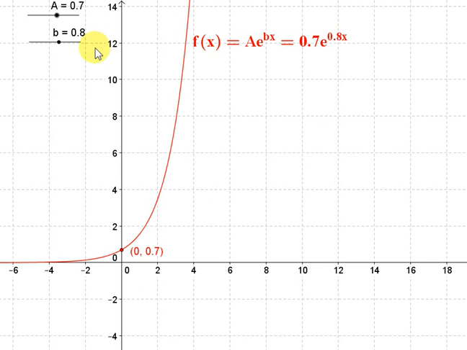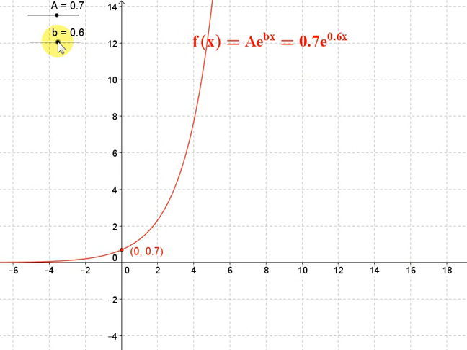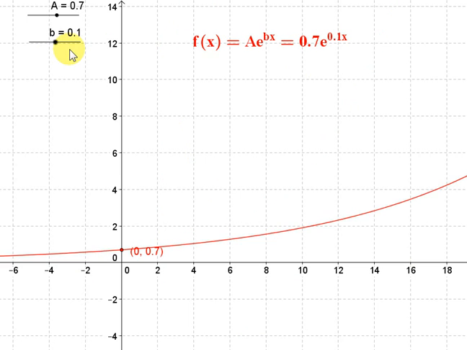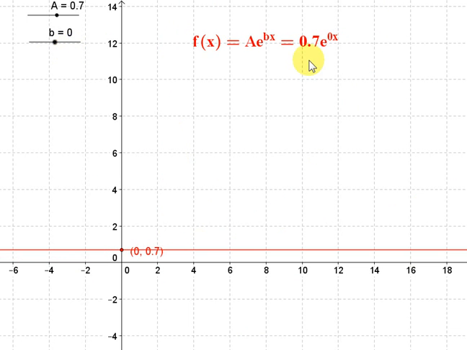Now what's more important for us is to consider the situation when b is negative. So first of all, I'll bring b to 0. So now we have the graph of f of x equals 0.7 times e to the power of 0. Well, that's just 0.7 times 1, or 0.7. So we have the graph of f of x equals 0.7. It's a horizontal line passing through 0.7 on the y-axis.